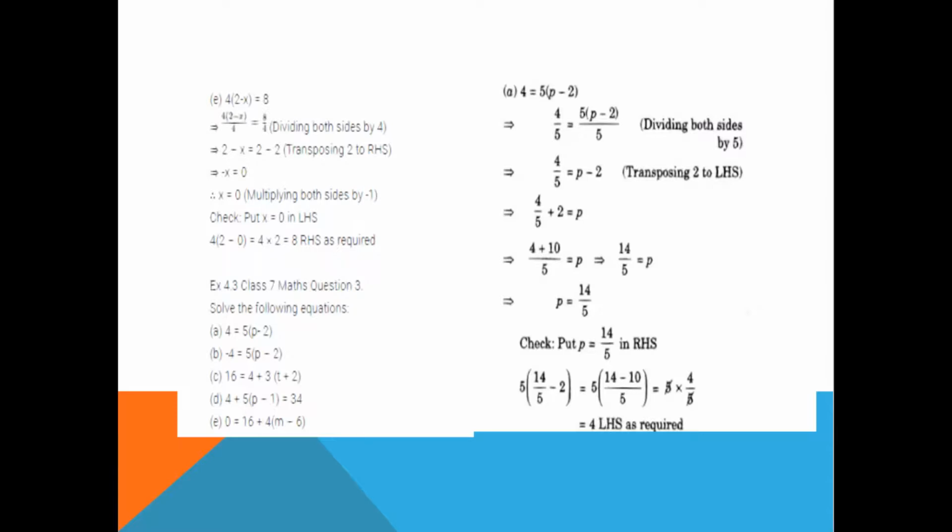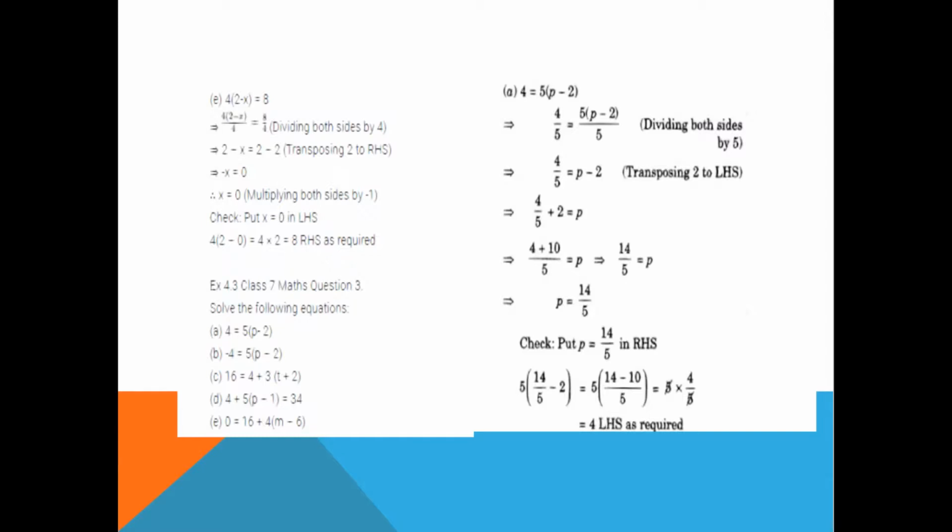Moving to question number 3, that is solve the following equations, that is A part, 4 equal to 5p minus 2. 4 by 5 equal to 5p minus 2 by 5, means we have divided by 5 on both the sides. This is 4 by 5 equal to p minus 2. So 4 by 5 plus 2 equal to p, that is 4 plus 10 by 5 equal to p, and p is equal to 14 by 5.